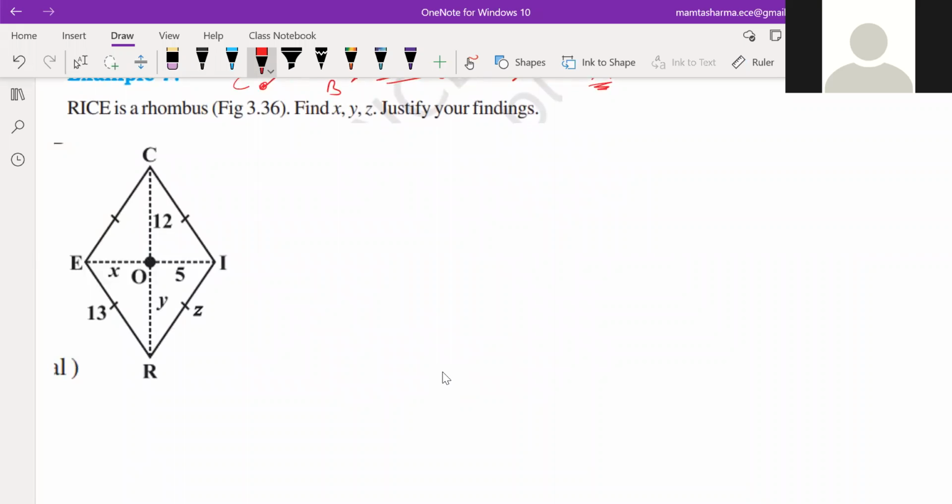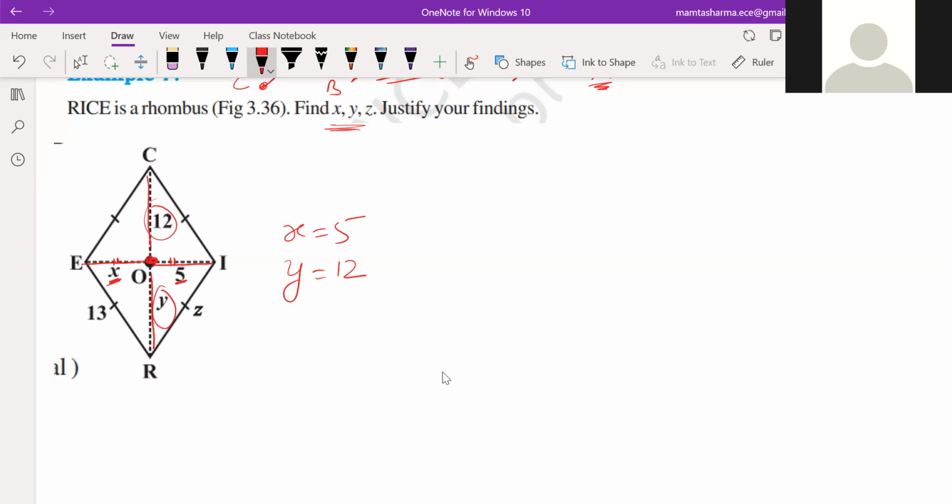This is a rhombus because all sides are looking equal, and the diagonals are perpendicularly bisecting each other. You can see the diagonals are perpendicular. Now find out x, y, z. And x is 5, because we have seen that the diagonals will perpendicularly bisect each other. Bisect means divide into equal parts. So this part would be equal to this part, and the other part of the diagonal would be equal to this part. This O is the middle of these two diagonals. So this length x would be equal to 5, and this y will be equal to 12.